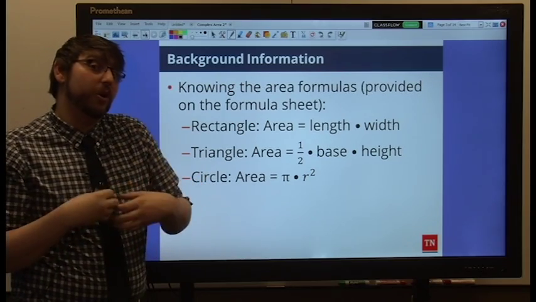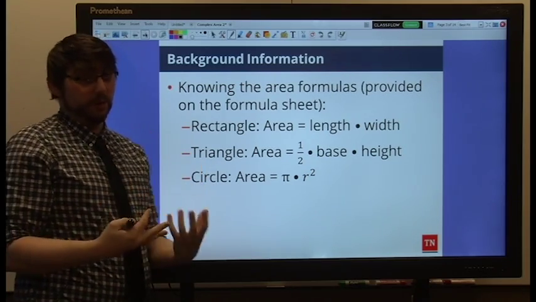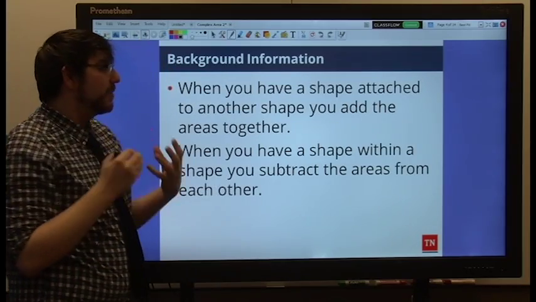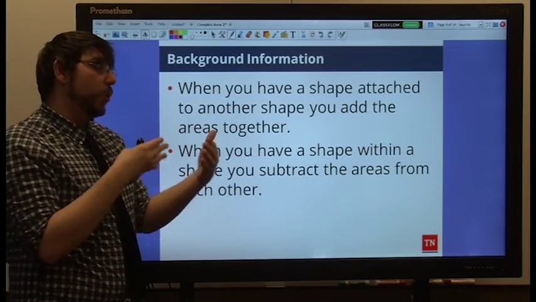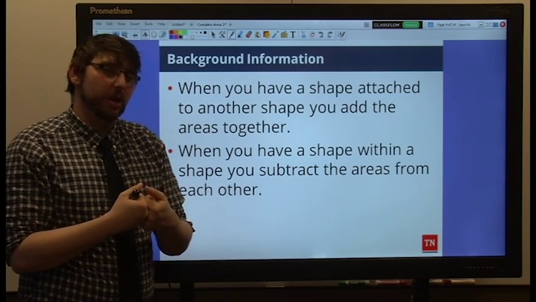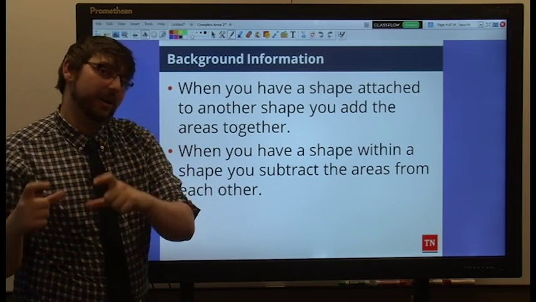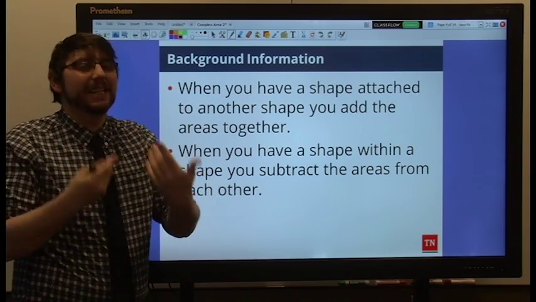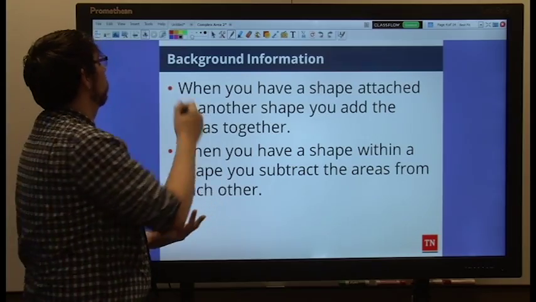So to start off with, we're going to do a quick review of those area formulas and how you work with them. Something else you need to understand is that when you have two areas attached to each other, you're going to be adding their areas. When you have an area within an area, that is a subtraction type problem. This will make a lot more sense once we actually get into our practice problems.